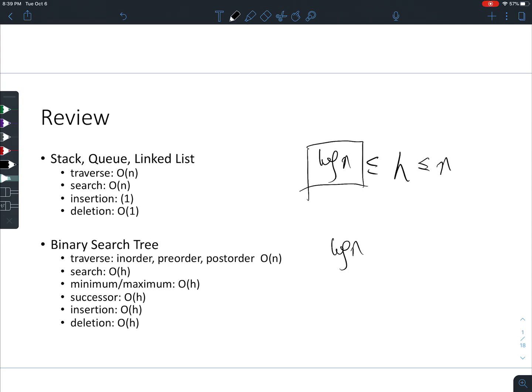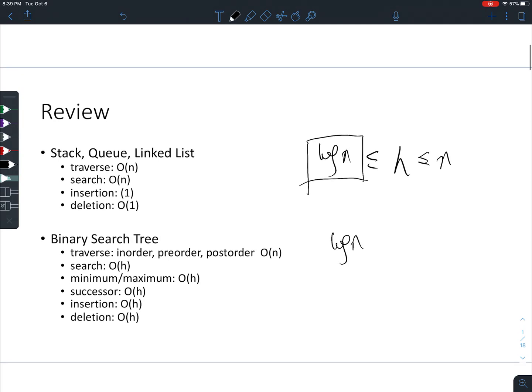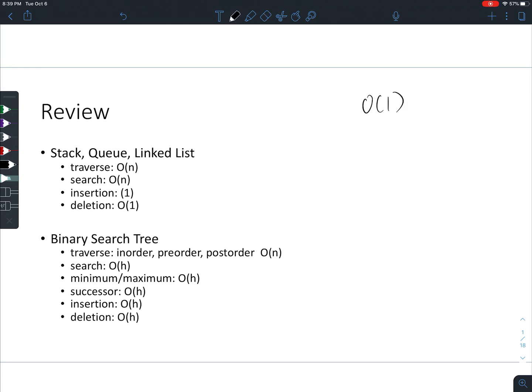Let's look at all the complexities that we have learned so far. I'm going to write them down from the lowest to the highest. The most efficient, the smallest complexity that we have learned is O(1), constant time. And then we learned O(log n), which is the search complexity for binary search tree in general cases.